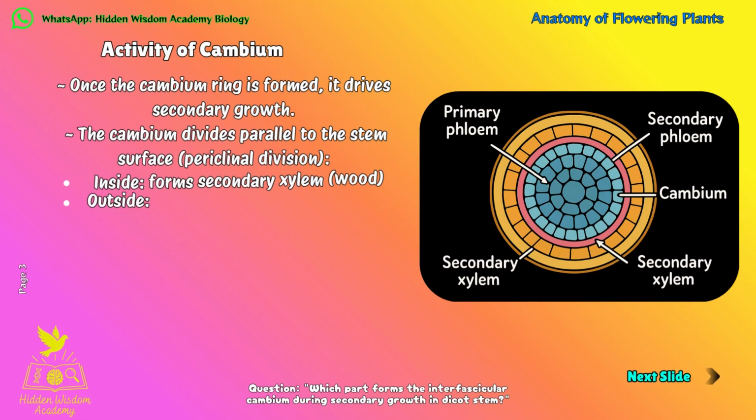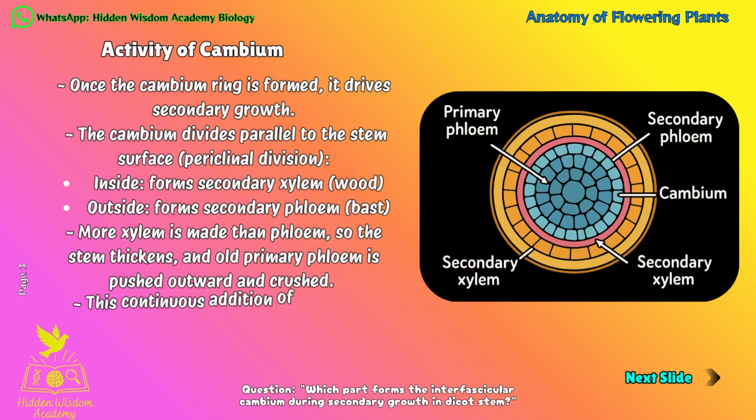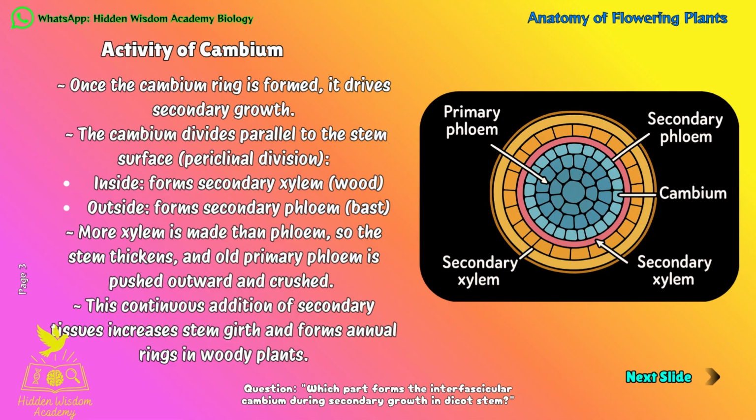Once the cambium ring is formed, it drives secondary growth. It divides parallel to the stem surface, producing new cells on both sides. On the inside, it forms secondary xylem, or wood. On the outside, it forms secondary phloem, or bast. More xylem is produced than phloem, so the stem thickens, and old phloem gets pushed outward and crushed. This continuous addition of tissues increases stem girth, and in woody plants, it forms the annual rings that show each growing season.